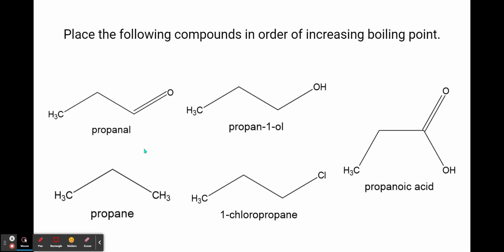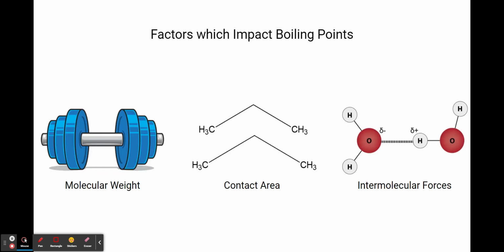Our task for today is to place the following compounds in order of increasing boiling point. The 5 compounds of interest are propanal, propan-1-ol, propane, 1-chloropropane, and propanoic acid. But before we start ordering these 5 compounds, we need to understand the factors which impact their boiling points, which are their molecular weight, their contact area, and the intermolecular forces.